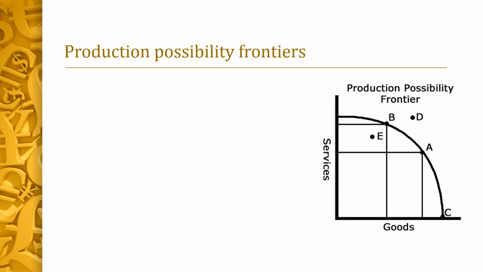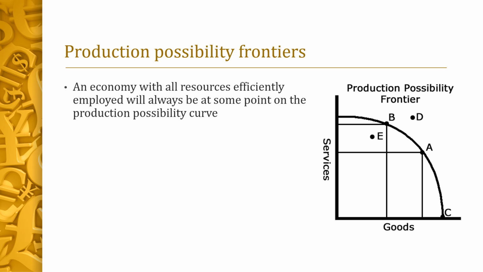An economy with all resources efficiently employed will always be at some point on the production possibility curve. However, if all resources are not efficiently employed, it will be at some point inside the curve. For example, point E.